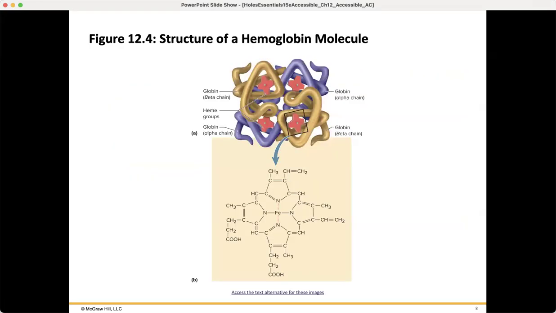This is just the structure of hemoglobin. It is a complex protein structure that has these heme groups, okay? The heme groups in the center here that you can see in red, they have an iron center. That's what Fe is, and this allows us to bind oxygen and carbon dioxide.